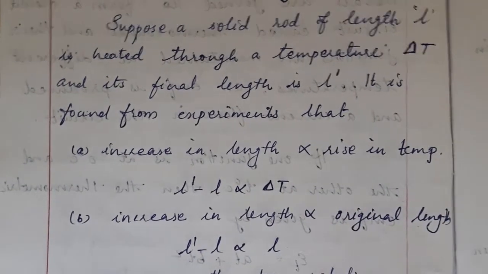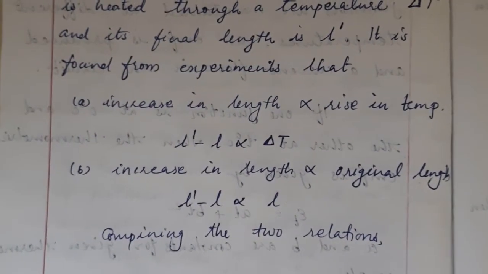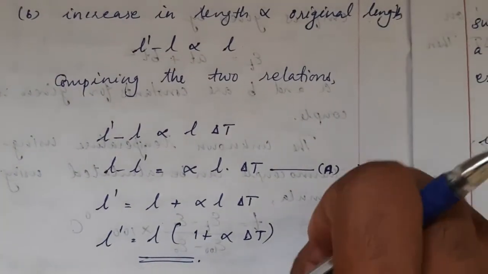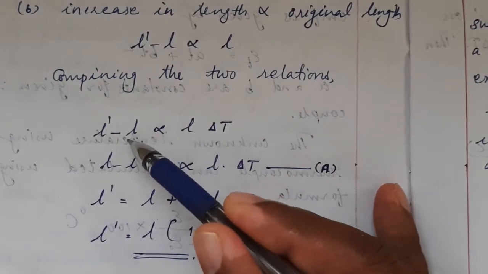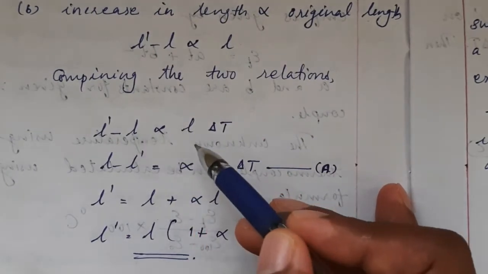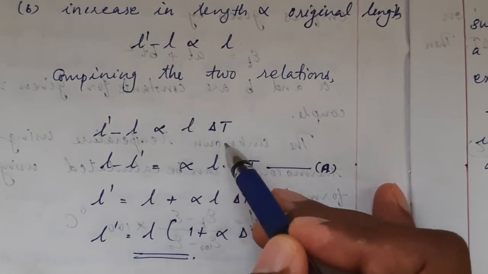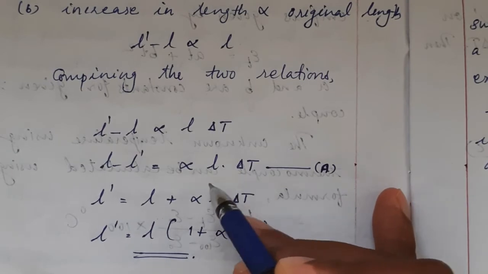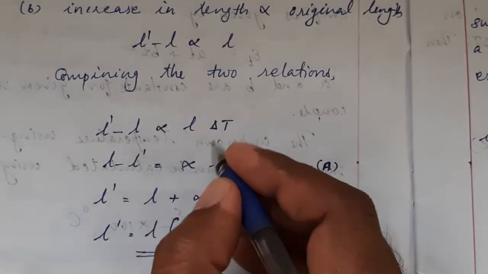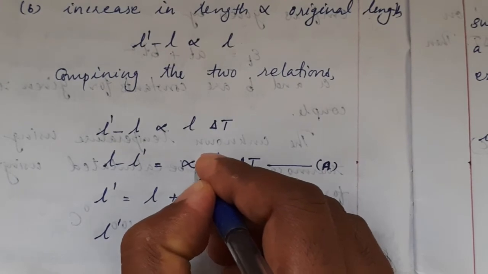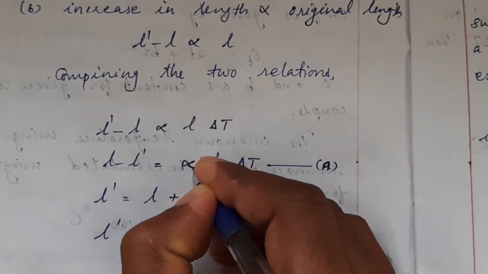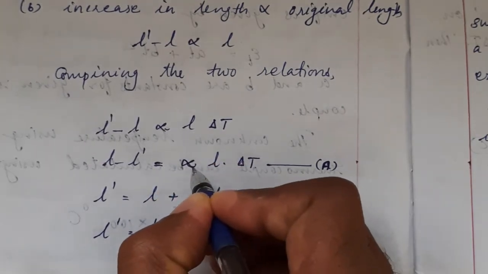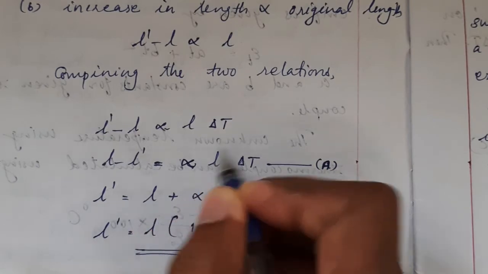So using these two equations, let's arrive at an equation. This L dash minus L, that is the increase in the length, is proportional to L and delta T. So it is taken together. So L dash minus L is proportional to L delta T. So here is a proportionality constant, and this constant is alpha. So this proportionality, we are replacing it with an equation. So there is a constant needed, and that constant is alpha.